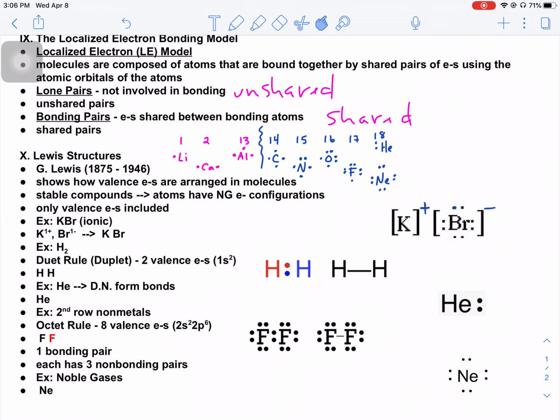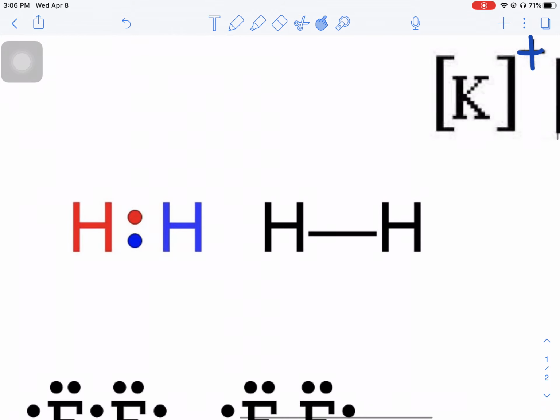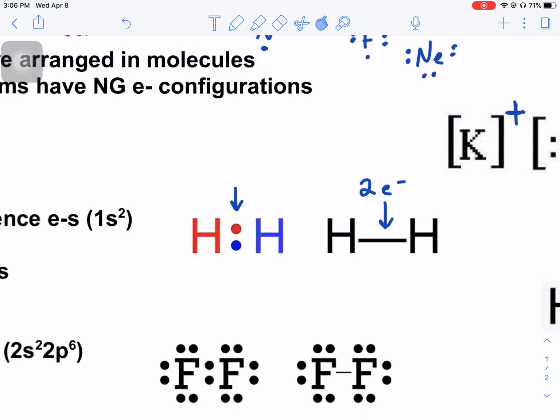Now, a lone hydrogen will have 1 valence electron, and hydrogen would like nothing more than to have a duplet like helium. So the way that we can do that is we can show it as 2 dots. That's a shared pair, or we can draw a single dash. And remember, a single dash represents 2 dots. A single dash represents 2 electrons.